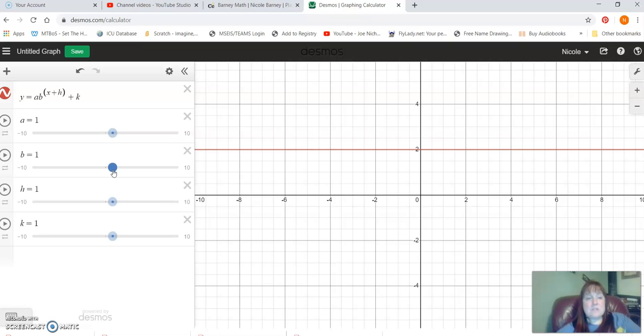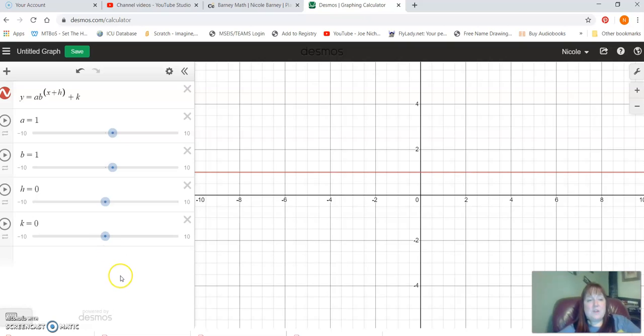Okay, so first thing I want you to notice is when b equals 1, when everything equals 1, what does this graph look like? And actually, let's do h and k equal to 0, because h and k we know are shifts left and right for h and shifts up and down for k. So let's get rid of all the shifts, and we're just into a parent function, which is basically y equals 1 to the x. What does it look like? Well, it's a straight line, and this is why we can't do 1 for an exponential, because 1 to anything is just 1.